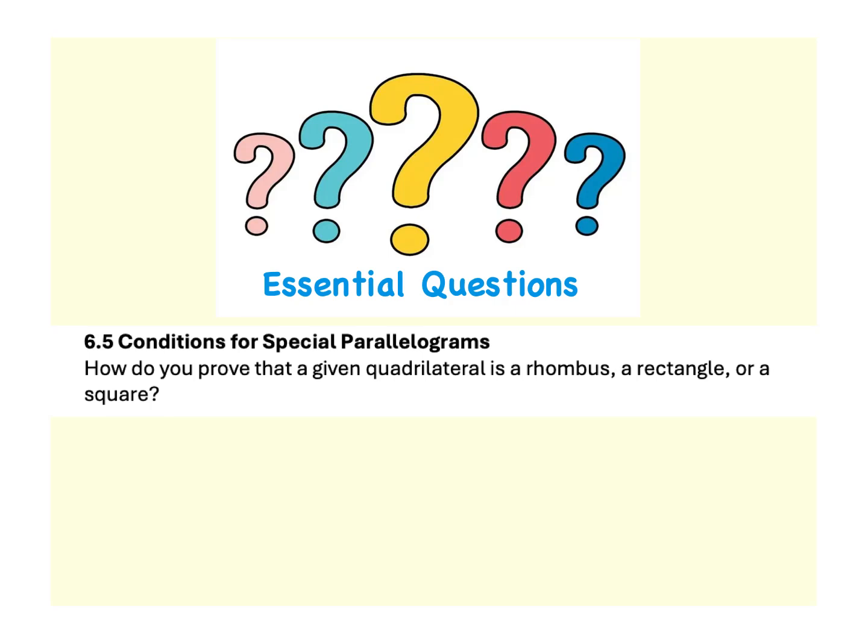Hello, in this video, we're going to be looking at lesson 6.5 on conditions for special parallelograms. In the previous lesson, 6.4, we talked about the special properties for special parallelograms, where we looked at properties of rectangles and rhombuses. In this section, we're going to look at how you prove that a quadrilateral is a rhombus, a rectangle, or a square.